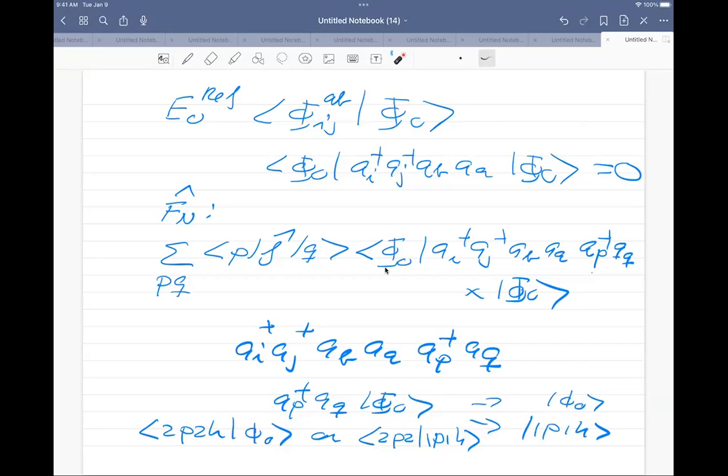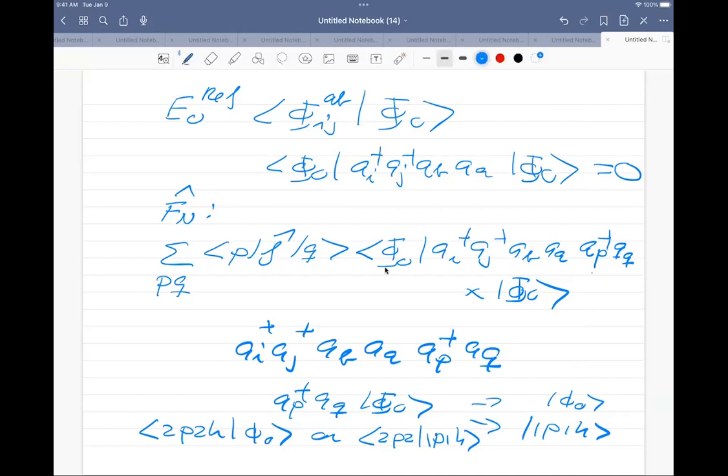And the jargon here is then that this guy here, when it acts on this reference state, it can bring you back to the reference state, or it can create a one particle, one hole excitation. And then depending on what you have here, you can then have 0 or non-zero. So if you go back to a one particle, one hole excitation, then this can be non-zero. But if you have a different state, then it has to be 0.